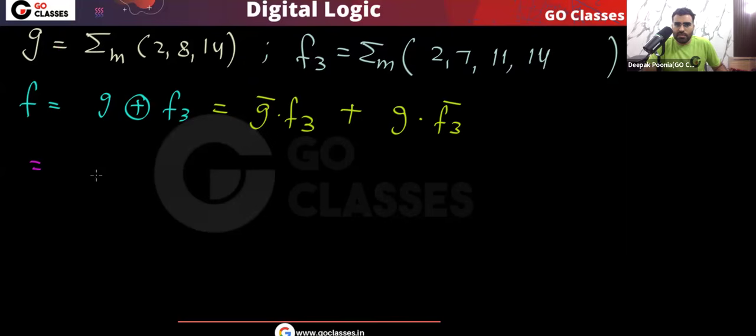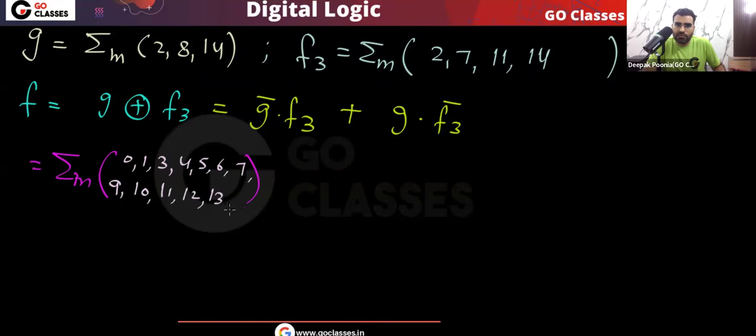Already we have this G, so I can write the minterm list for G bar also. What will be the minterm list for G bar? I will take the complement of this list. So if I take the complement of this list, what am I going to get? I will get 0, 1, 3, 4, 5, 6, 7, then 9, 10, 11, 12, 13, 15. Yes or no? This whole thing is basically G bar.